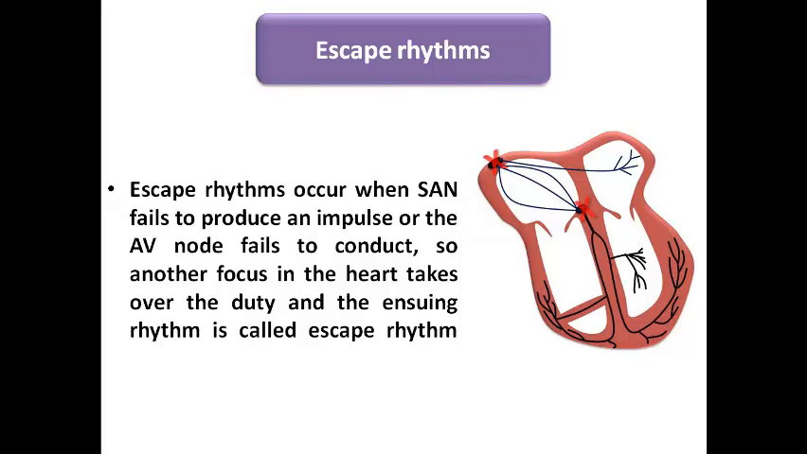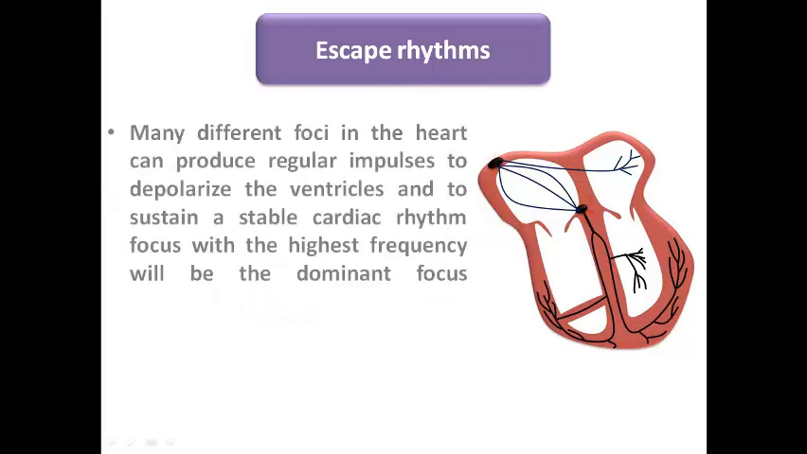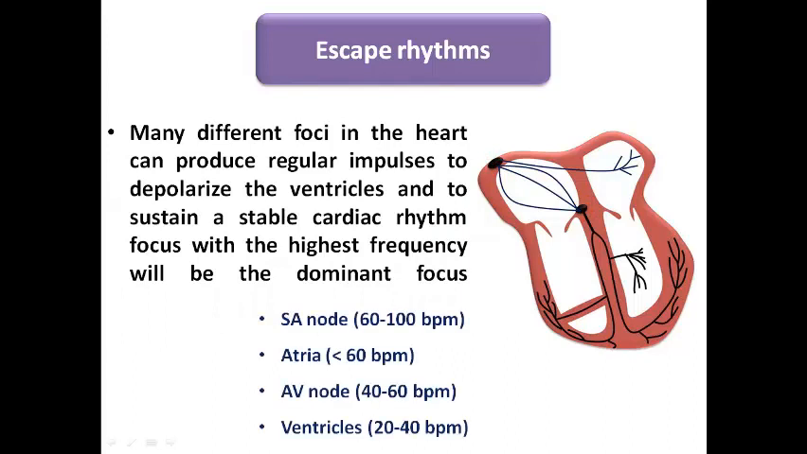So escape rhythm arises when the SA node fails to perform its function, and here I'm not just speaking about slowing down, but sometimes about, for example, sinus pause or sinus arrest, and so another escape focus in the heart takes the upper hand in order to save the patient. And also, if the SA node is intact but the AV node cannot conduct the impulse to the ventricles, another focus below the AV node takes the upper hand in order to pace the ventricles. And of course, many different foci in the heart can produce regular impulses to depolarize the ventricles so that the patient would have a heart rate and a pulse.